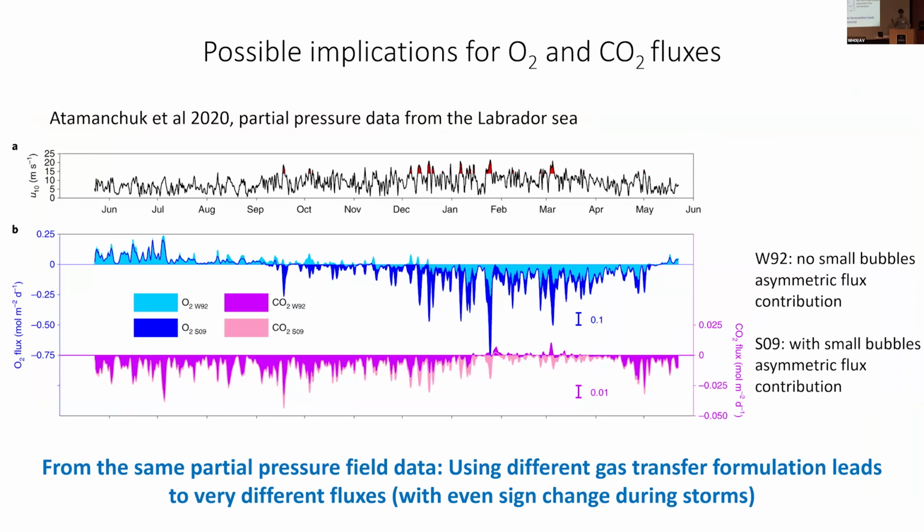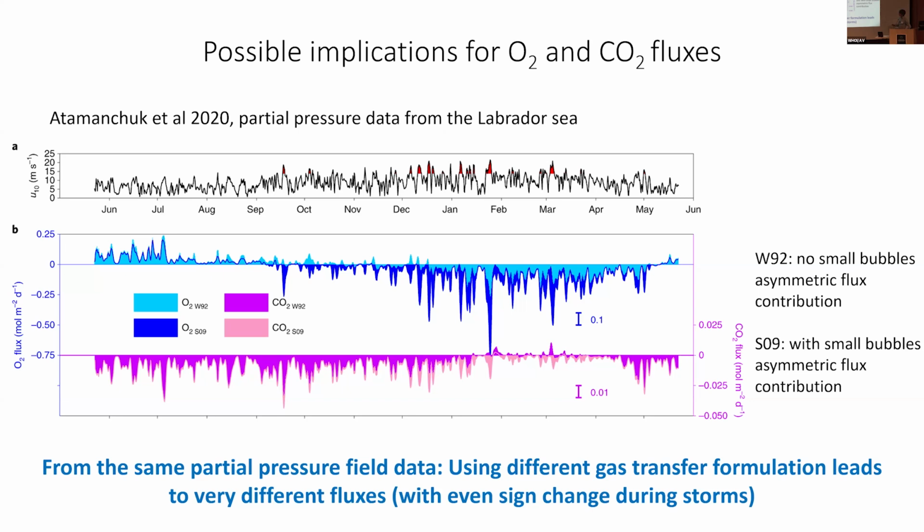by considering partial pressure data of CO2 and O2 during a set of winter storms. And then they took their data and considered two different formulations from the literature, one Liss-type formulation that is completely symmetric, and one from Rachel that has an asymmetric component.